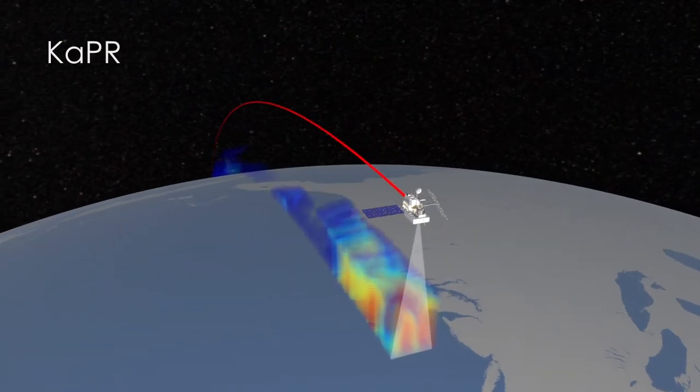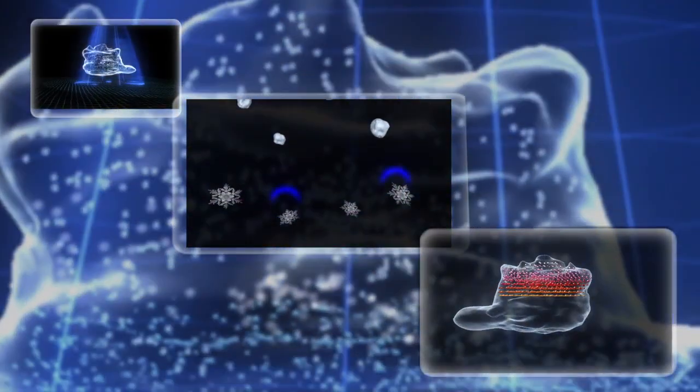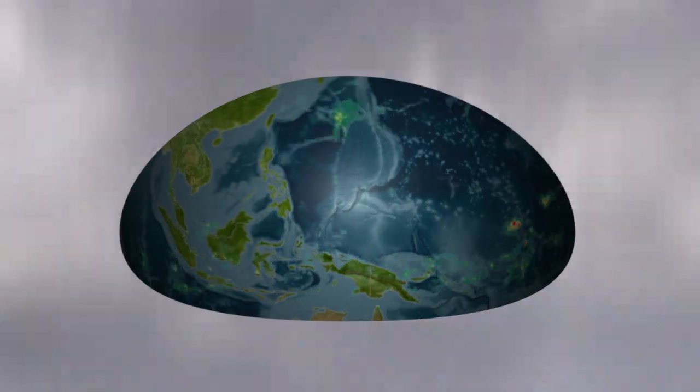In fact, the two radars on board the GPM satellite can also measure drop sizes from space, and so a more accurate look at raindrops gives us a more accurate look at how global rainfall is shaping up.